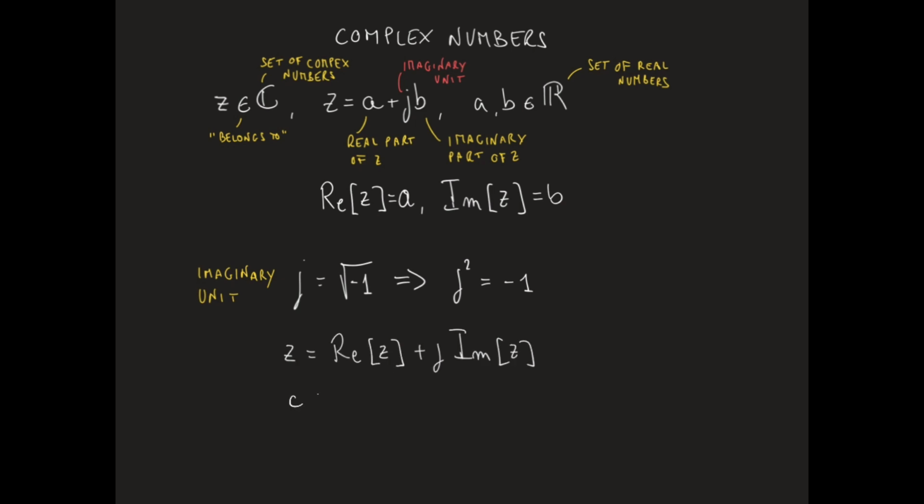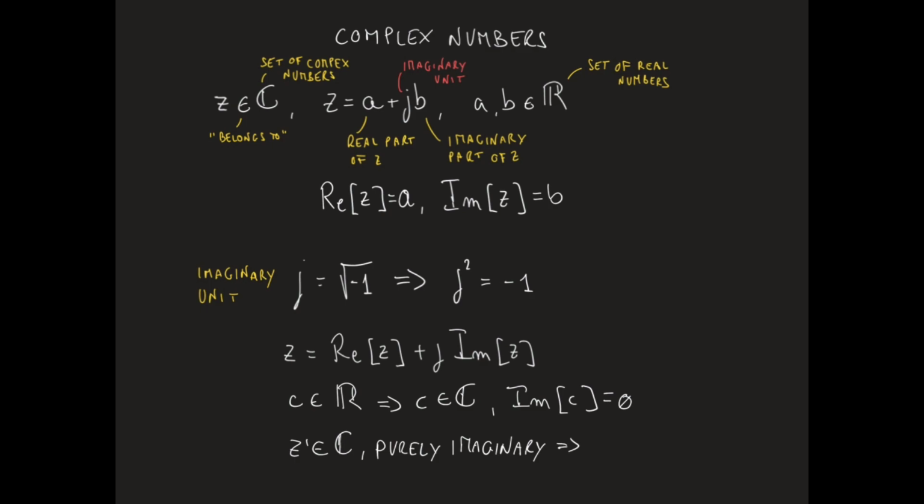Moreover, a real number c can be regarded as a complex number with imaginary part equal to 0. On the other hand, a purely imaginary number z prime is a complex number with real part equal to 0.